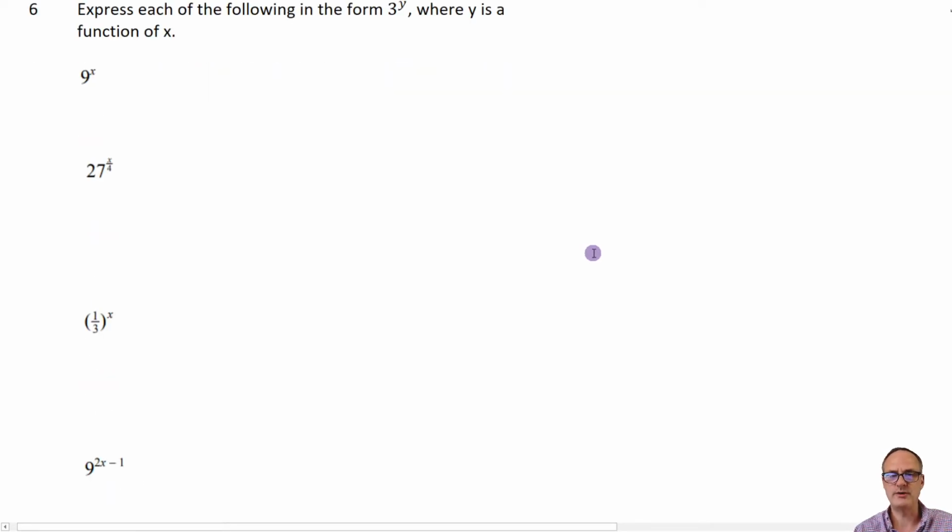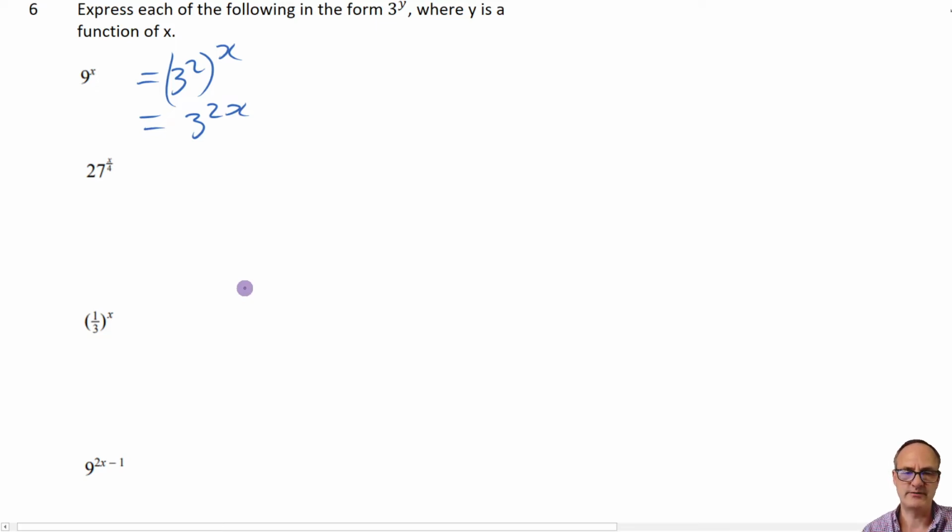If you're not sure what it means by express each function in the form y, 3 to the y, where y is a function of x, that means we want 3 to the power of something. So what we do is we try and think what this is as a power of 3. So 9 is 3 squared, and we've got to the power of x, and then we multiply the indices to get 3 to 2x, and now that is where y is a function of x. Our function is 2x. Okay, so that's how we're doing it.